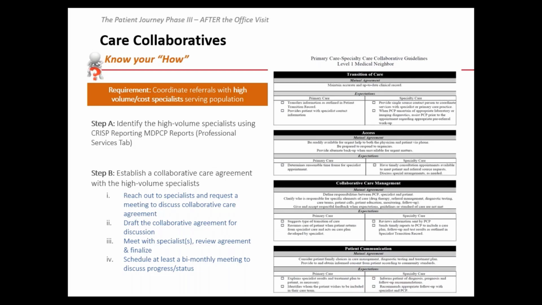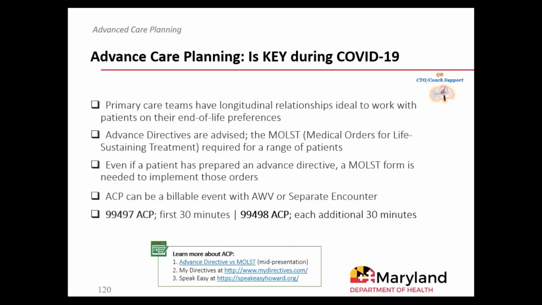And if you want to get started, identify the specialists and/or providers that have the highest volume, highest cost, as we just showed you in the CRIS report. Reach out to them and see if you can secure time on their schedule. Draft something. As you can see, that's an example of things you want to talk about. How can we mutually agree on transition of care, access, and things like that? And then you meet and discuss and finalize that, okay, the primary care provider will do A and the specialty care will do B. And then you revisit this on a monthly or quarterly basis.